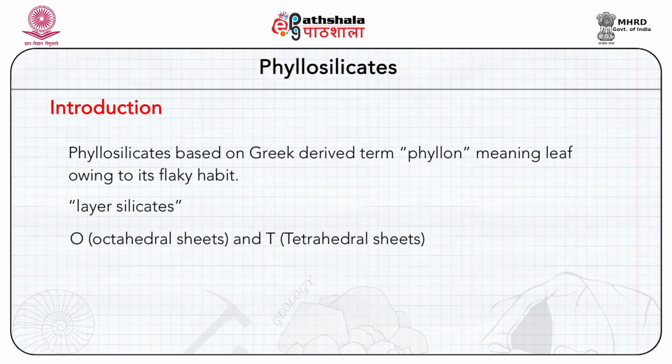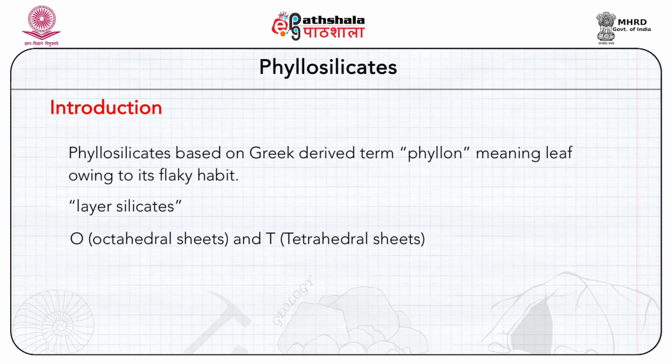Site occupancy has a direct bearing on the unit cell size. Hence, in the dioctahedral sheet silicates, the b unit cell dimension is about 9 angstrom, whereas in the trioctahedral sheets, the b unit cell dimension is about 9.2 angstrom.